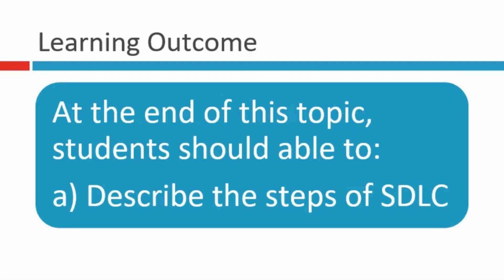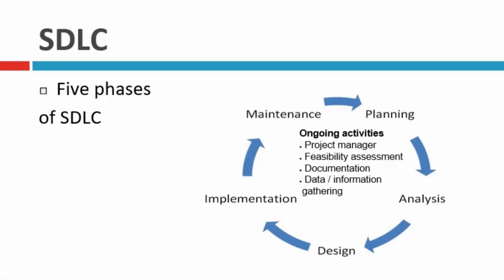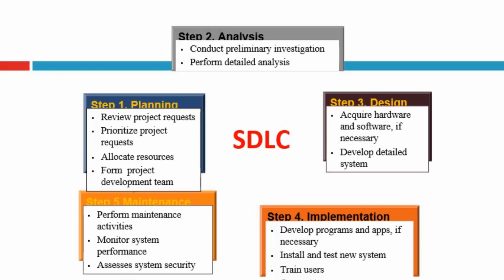Now we are in part 2 of this video, so we are going to focus on the 5 stages or 5 phases of SDLC. To remind you again, what is the learning outcome? At the end of this lesson, you should be able to describe the steps of SDLC. So this is the diagram of SDLC, in a cycle, that's why we call it SDLC, System Development Life Cycle. For every phase or every stage of SDLC, you must focus on the activities to perform in every stage.